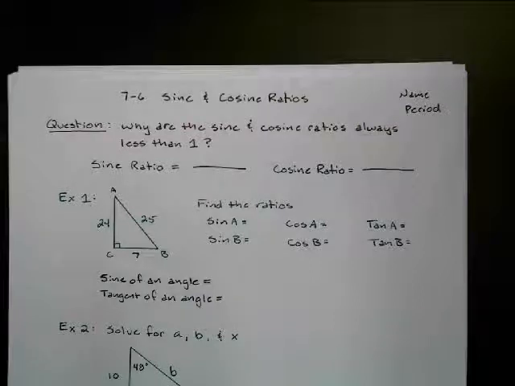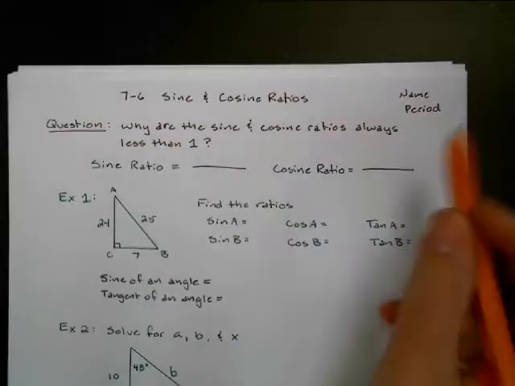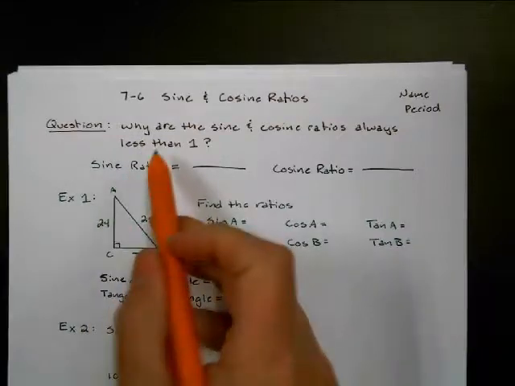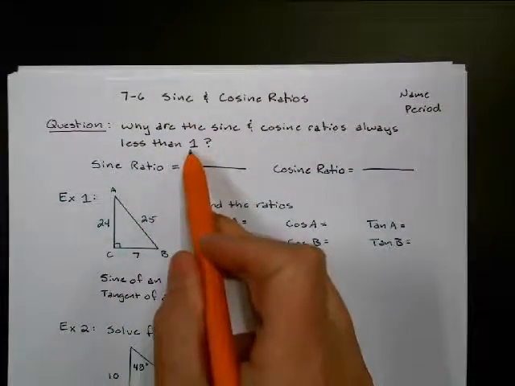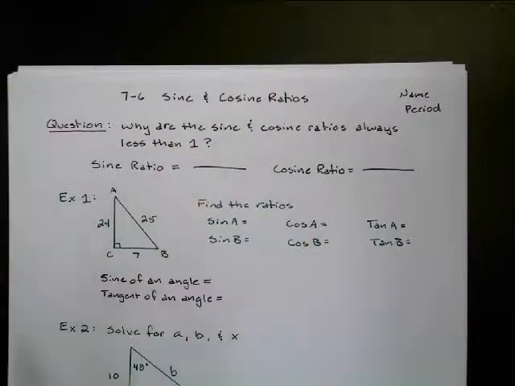All right, Math 2. As promised, we are now going to go over the sine and the cosine ratios. We've already done tangent. So make sure your name and your period is on your paper. Let's look and see what we got. Our question today is, why are the sine and cosine ratios always less than 1? You're never going to get a sine or cosine ratio that is greater than 1. So think about why that is.